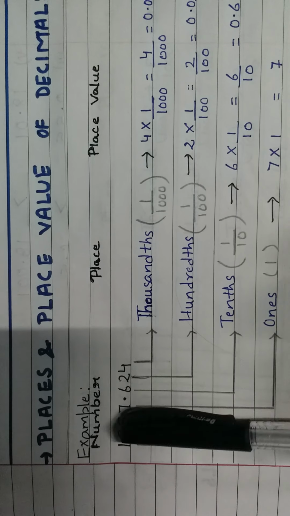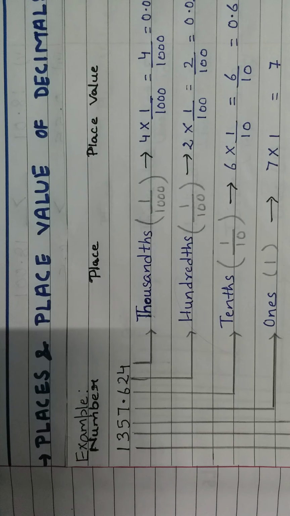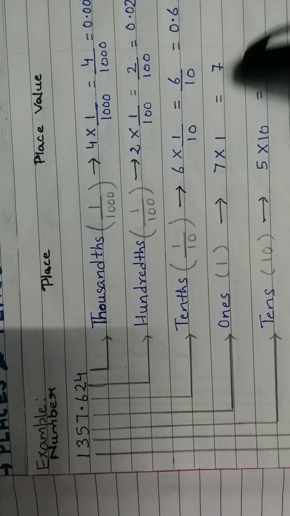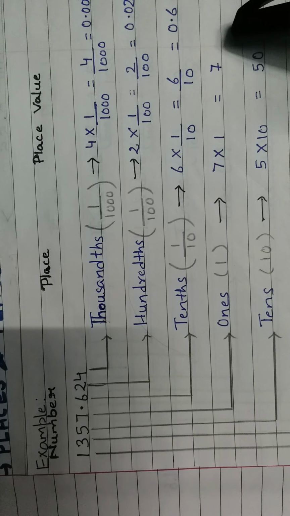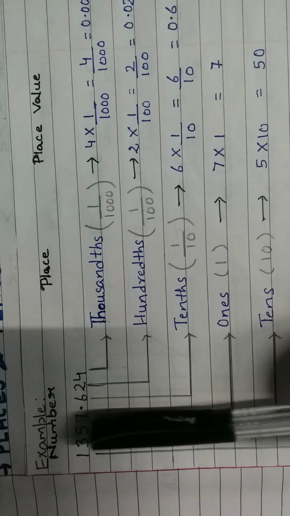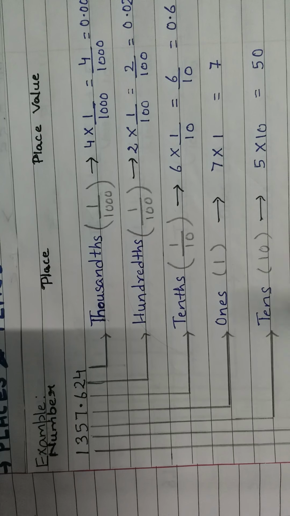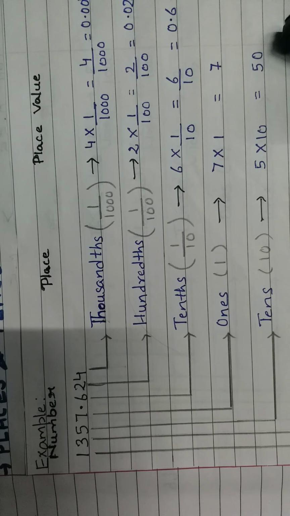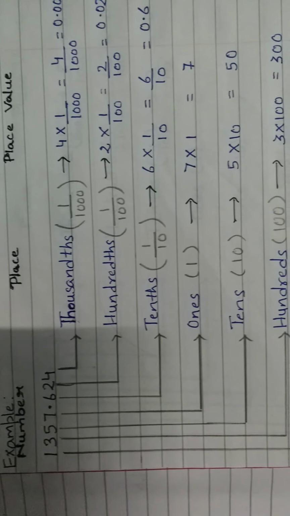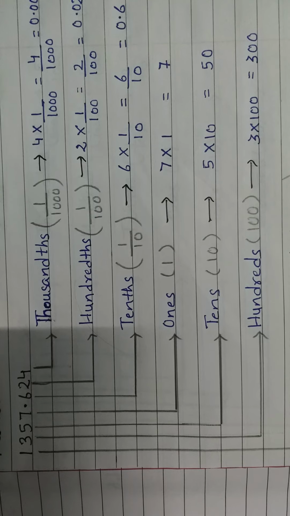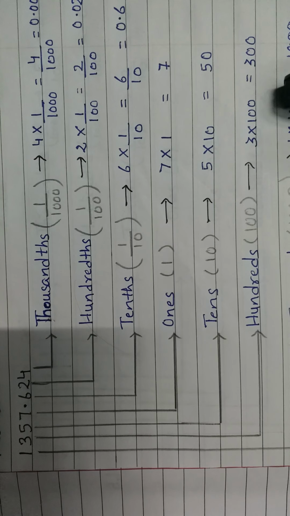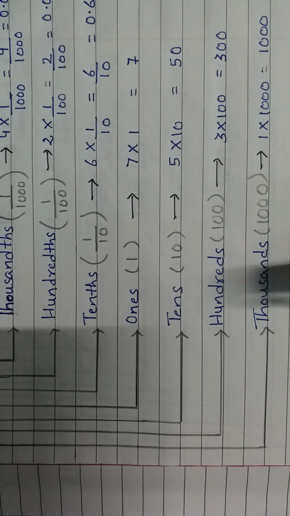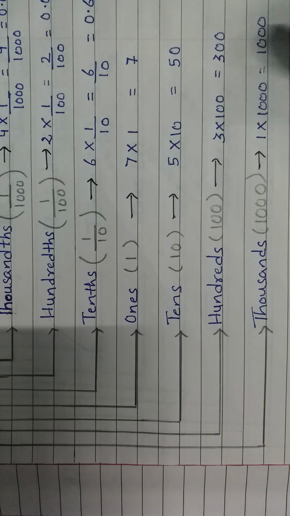And for the integral part, you all have studied in the previous class. So here we have the digit 7 multiplied by 1, that will be equal to 7 as the place value of 7. Next move to the 5, the next place. So here we have 5 at the tens place. So 5 multiplied by 10 will be equal to 50. Similarly for the 3 at the hundreds place, the place value of 3 will be 3 multiplied by 100, that is equal to 300, and the last one we have 1. So 1 multiplied by 1000 is equal to 1000.